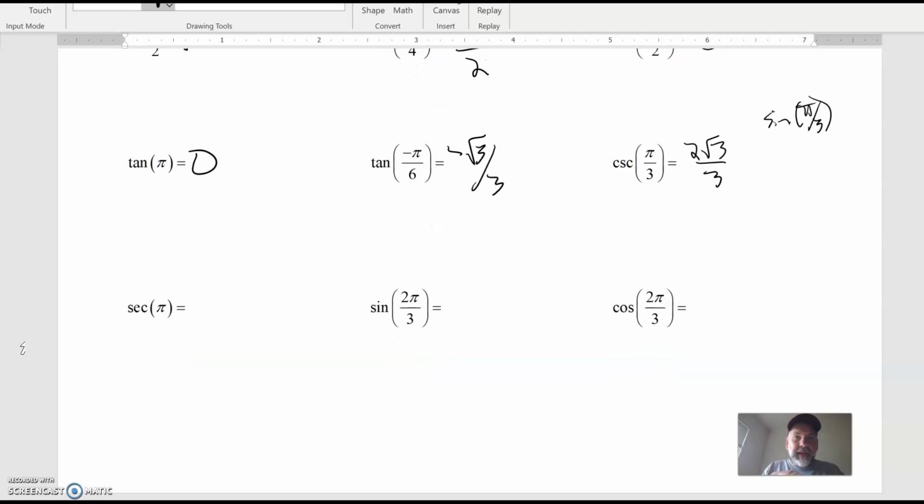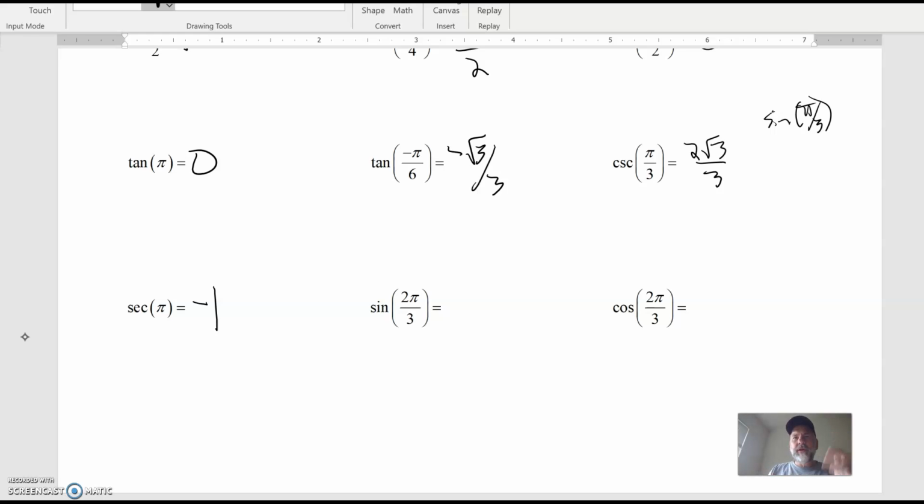Secant of pi. Secant's the reciprocal of cosine, so I got to do cosine. Cosine of pi, that's negative 1 over there, because that's the x value. The reciprocal of negative 1 is negative 1. Duh. Again, these last two I just threw on as extras. They weren't on the original quiz, but I thought I've got space, so I might as well make a couple extra. Sine 2 pi over 3.